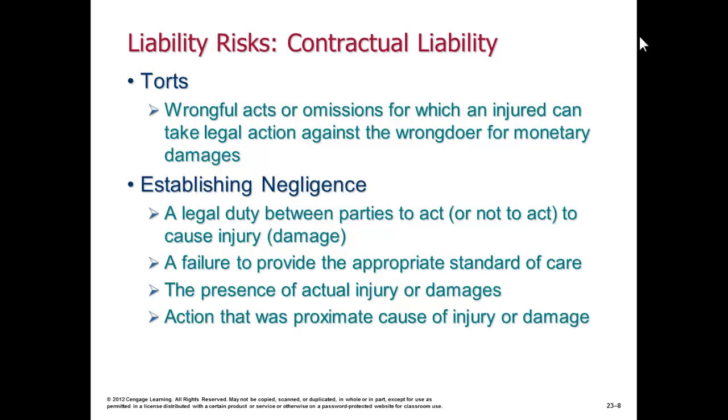Well, a tort is a wrongful act or omission for which an injured party can take legal action against the wrongdoer for monetary damages.